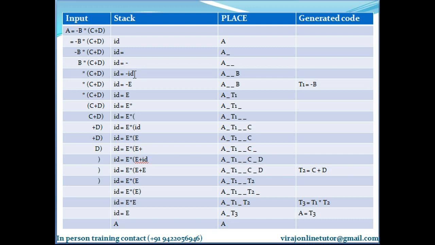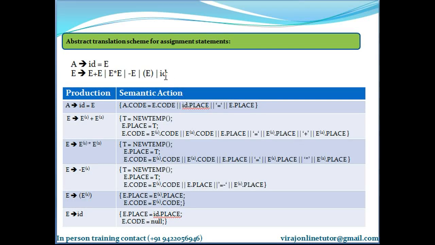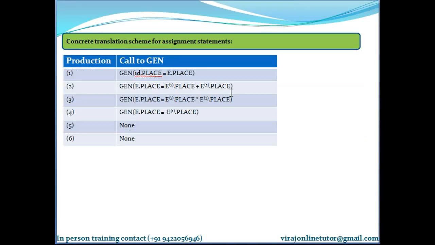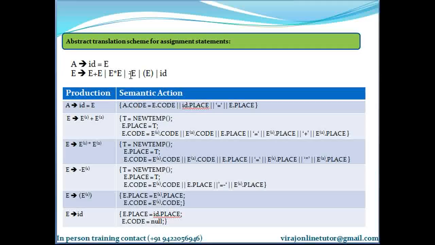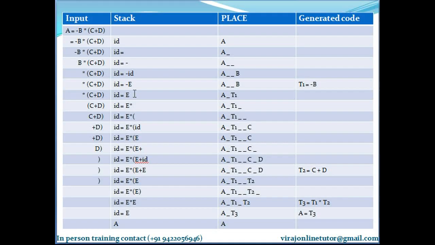Then I am replacing ID with E using the following rule. So this remains unchanged. The next is unary minus, which has the highest precedence. That's why it has to be executed first. So minus of E gets reduced to E using this production. So that's why this is the generated code.